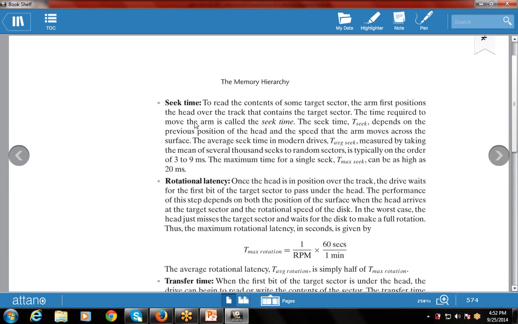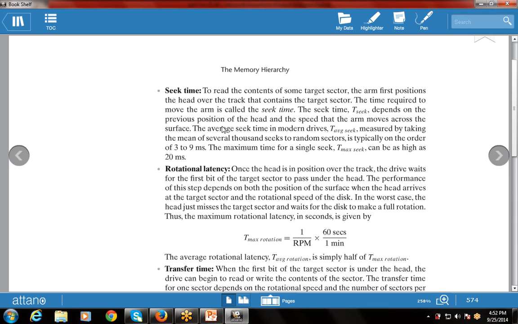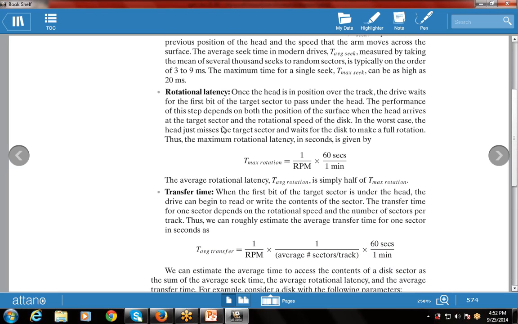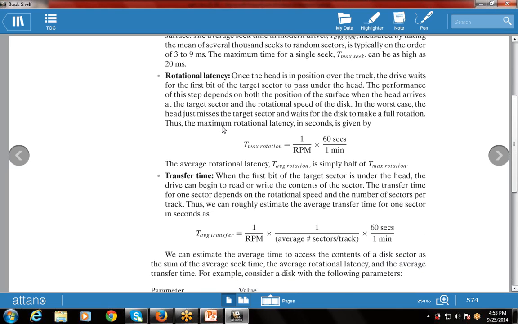This is the seek time, the time taken to move the arm is known as the seek time. Then rotational latency, that is positioning over the track, is known as the rotational latency. So if I say latency, that is the time taken to reach a particular sector, and the seek time is the time taken to reach a track. Then transfer time, that is the time taken to transfer the bits from one sector to another sector.